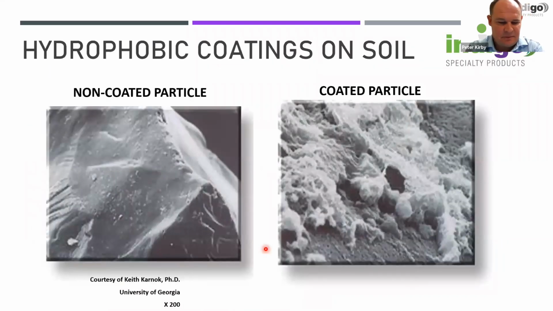So this is just a picture from Keith Karnok at University of Georgia. This is a soil particle, and you can see there a standard soil particle with no organic coating on it. It looks a bit like a mountain, but it's basically just a pure sand particle. And then you can see on the right hand side the sand particle with the organic coatings on it. And you can see that's a non-polar surface. Water can't penetrate. It's very hydrophobic. When water hits that, you can imagine it just bouncing off and moving back into the pore space around it.